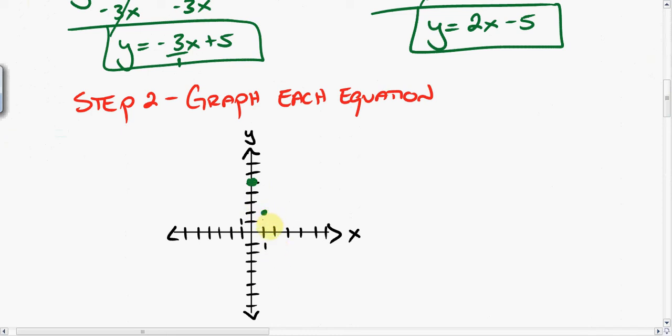From this point, I'm going to go down 3, negative movement, right 1, positive movement. Again, down 3 more, right 1. So I'm going to just use 4 points here. All right, we can see they form a line. So I'm going to draw a straight line which passes through these points.